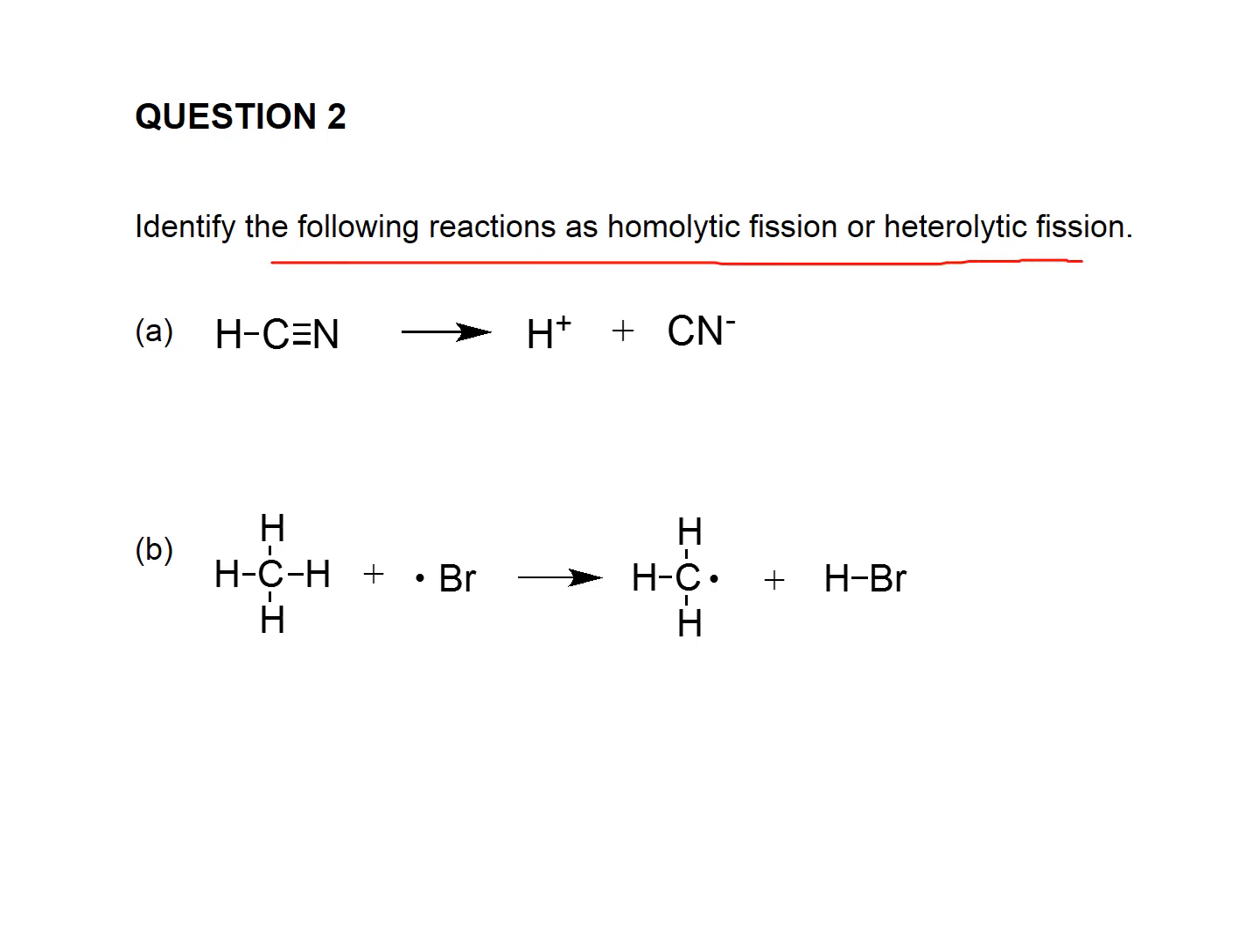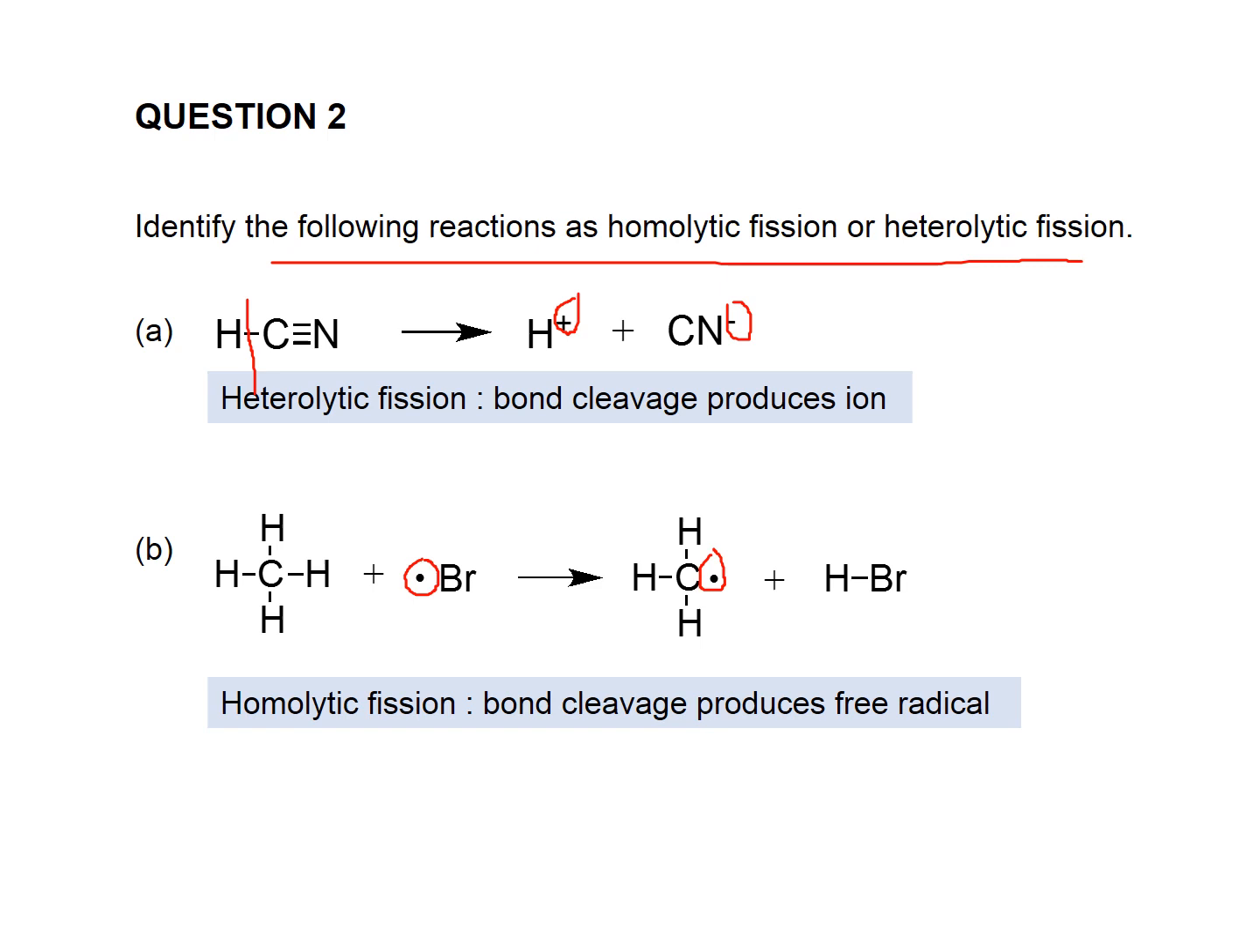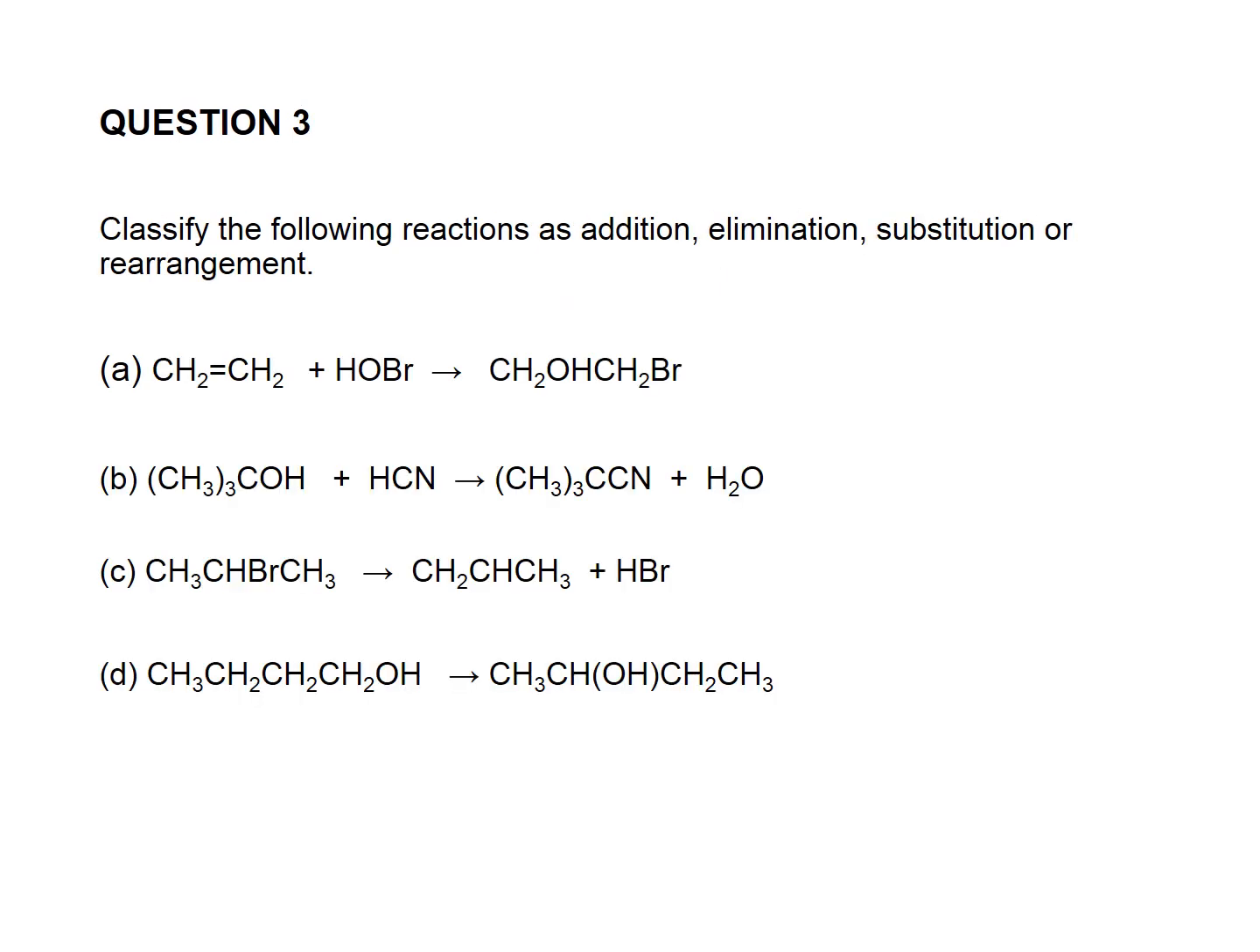So this is quite easy. So yang ni pecah sini, ada positif, ada negatif. So this is a hetero. So yang ni ada satu elektron kat sini, satu elektron. Ini akan tukar kat sini pula. So dia ialah homo. The third question. Classify the following reaction as addition, elimination, substitution, or rearrangement.